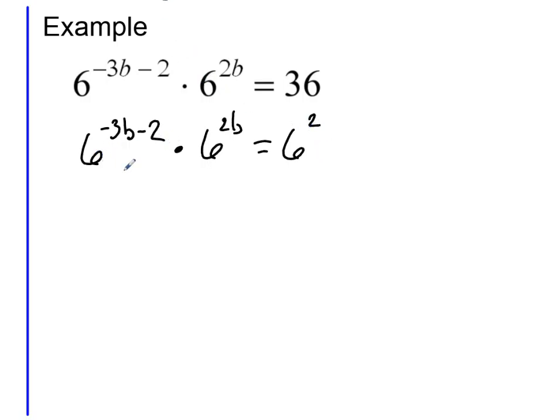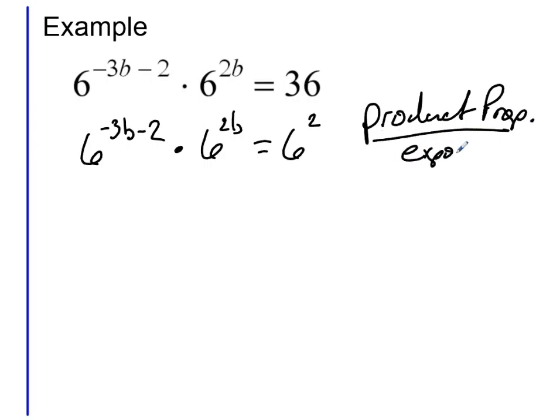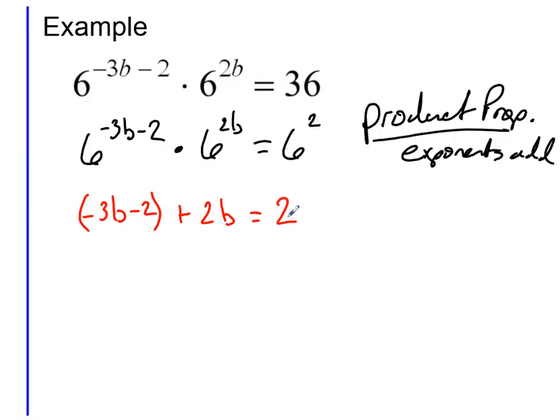I do know that since we have 6 and 6, same bases, and they both have exponents, this is product property. And product property says that the exponents add. So I'm going to set this up as the first exponent plus the second exponent should be equal to the exponent of 2 on the other side, since all of my bases are all 6.